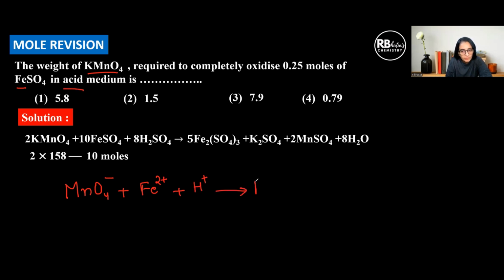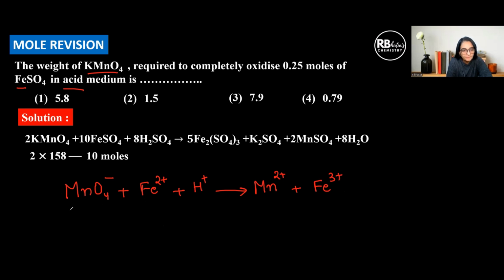You must know the products in acidic medium. Permanganate ion produces manganese ion, and ferrous produces ferric. Along with that, water is formed. And since we only need this stoichiometry to solve this numerical, our concern is not to have the complete balanced equation. What could we do here?